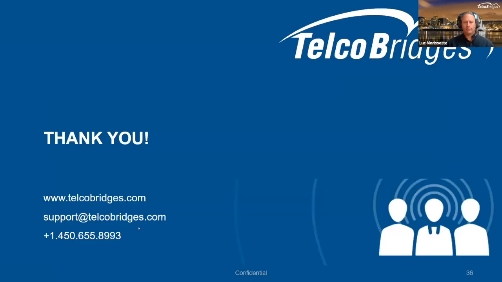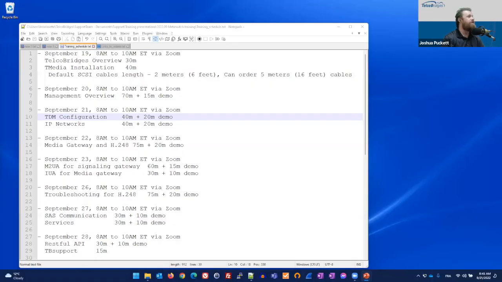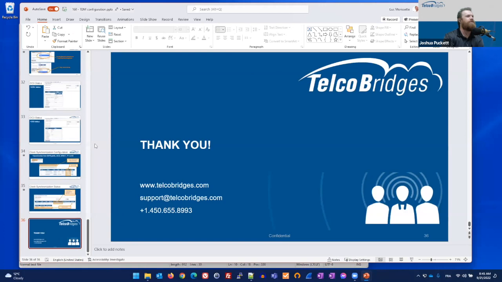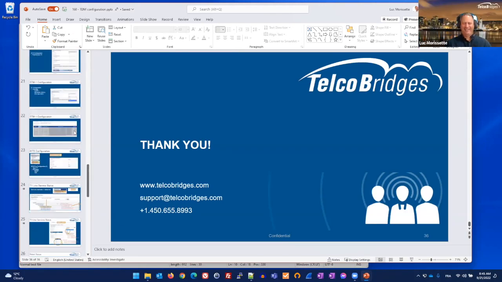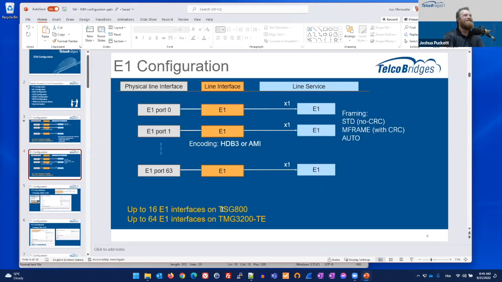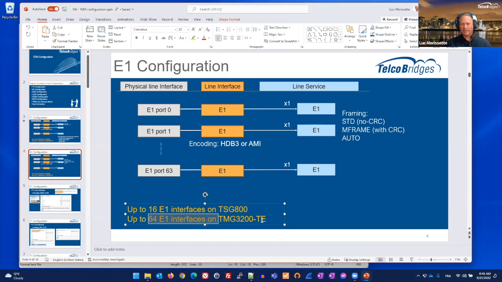Okay, very good. So TDM configuration is done. Did we get questions? Yep, we got a few. I think you either misspoke or misheard and accidentally said there were 64 channels on an E1. You might have been talking about 64 E1s inside of the TMG 3200. Misspoken for sure. So 64 E1 interfaces on the TMG 3200.